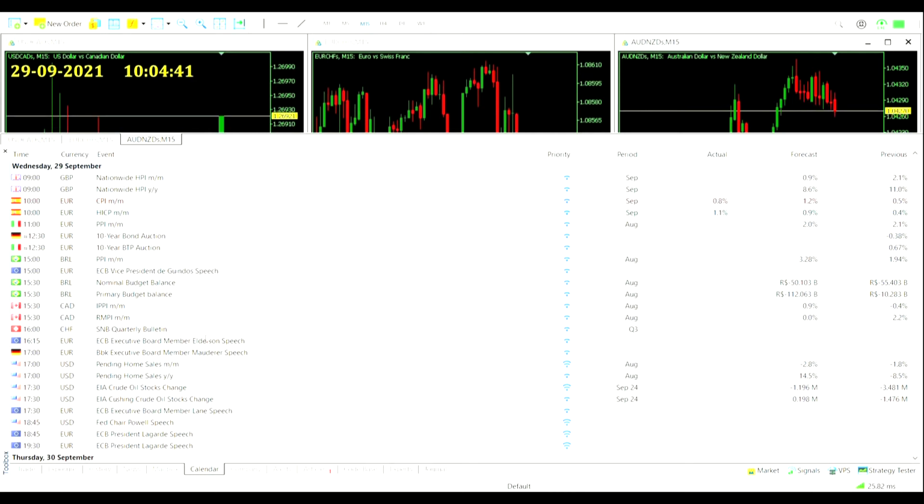4 o'clock, Swiss quarterly bulletin. Can't see that moving much. 5 o'clock on the US dollar, you've got pending home sales month on month, year on year. I could see a bit of impact again, certainly in the height of the day there. So volume will be flowing and likely we'll see a little bit of an increase there at 5 o'clock. And then that's about it really. There are some speeches in the evening: Fed Chair Powell at 6:45, same time as Christine Lagarde. If we're still trading then, there could be increased volatility. So not a lot of big movers there for us on the calendar.